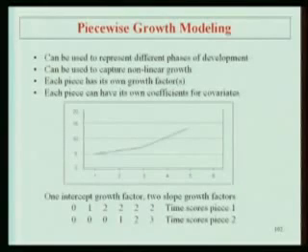So you have 1 intercept growth factor. You can see here the intercept growth factor would start here. But you have 2 slope growth factors representing the 2 pieces of the development. And one of the strengths is that you can also have different covariates for different pieces of the growth.